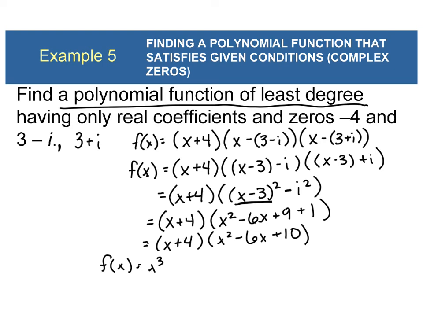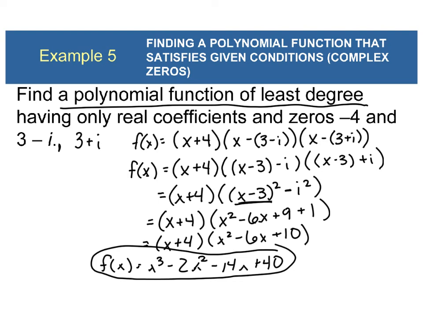x cubed minus 2x squared minus 14x plus 40. And there we go. That's the function we are looking for, or the polynomial function we're looking for, of least degree, having real coefficients and zeros at negative 4 and 3 minus i, and then 3 plus i we had to add in there. Okay.